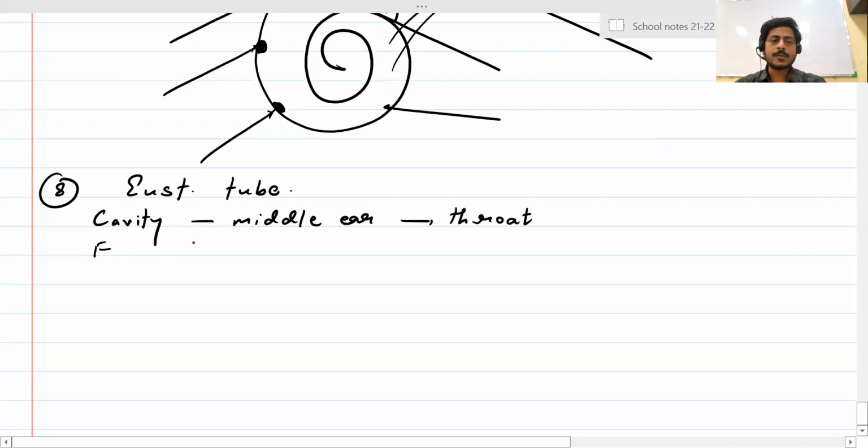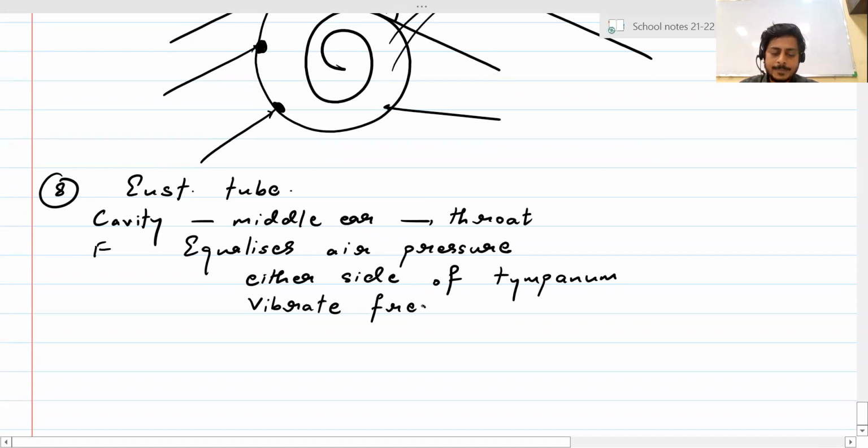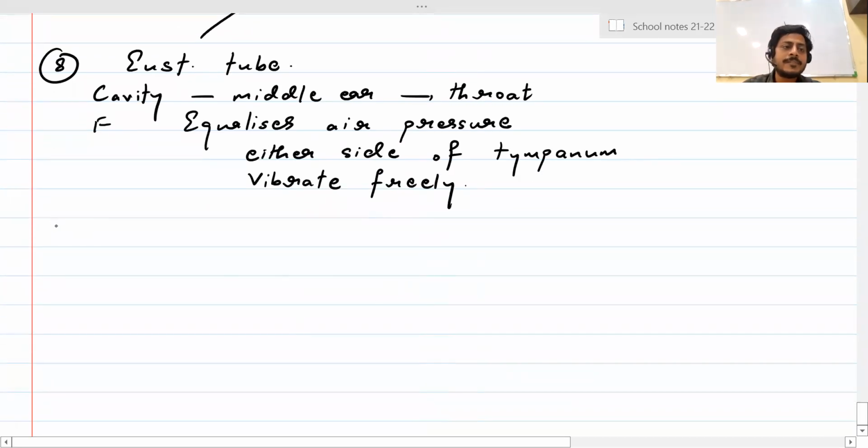And the function is to equalize. So what does it equalize? It equalizes air pressure. Then you have to talk about where. So it has to equalize air pressure on either side of the tympanum. Tympanum is your eardrum. When it does so, what happens? So equalizes air pressure on either side of the tympanum so that it can vibrate freely. That becomes the function. The give reason we will see in another set. Middle ear infections वाला give reason we will see in another set.